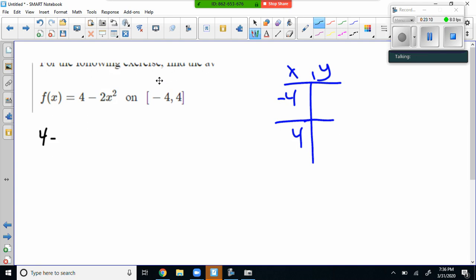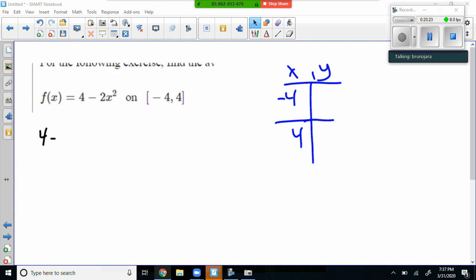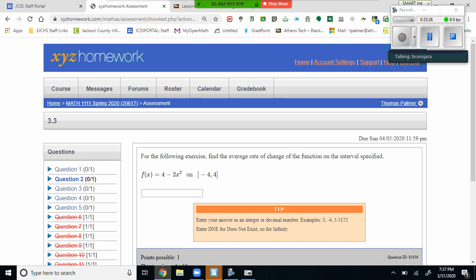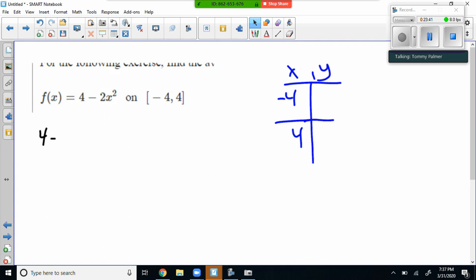Interval notation. Yeah, that's part of, huh? Oh yeah, I'm about to do this, but the rest of it says for the following exercise, find the average rate of change for the function on the interval specified. And when they talk about an interval, they're talking about the same things. Interval notation is talking about the same set of values.